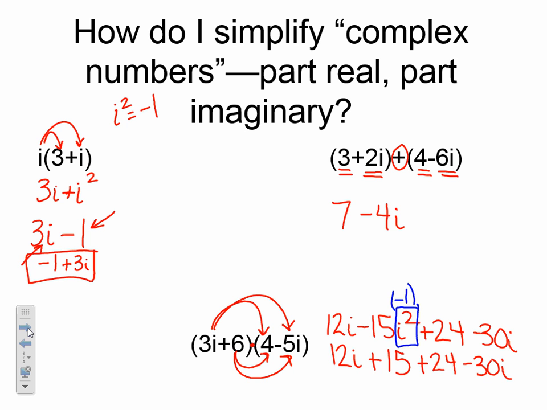Now when you go to write these in complex number form, we're going to want our real numbers first. So here are my two real numbers, 15 and 24 make 39. And then my two imaginary numbers, 12i and negative 30i is negative 18i. So here's my final simplified answer.